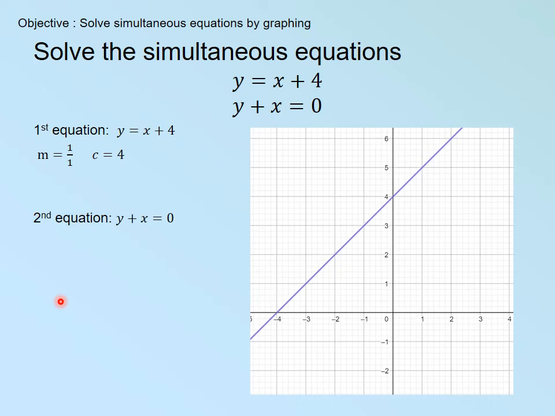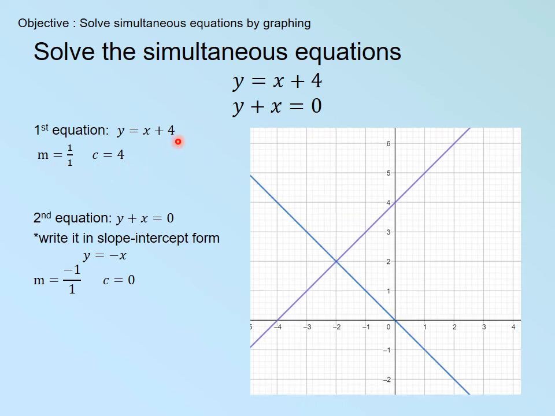Now the second equation, y plus x equals 0. This equation is not given in slope-intercept form. I have to write it in slope-intercept form. So y equals, get the x to the other side, it will be negative x. Now I can pick out the slope and the y-intercept. Before the x there is a negative, this means it's negative 1, so negative 1 over 1 is my slope. I cannot see any constant number, this means the y-intercept is 0. Again, go to your graph, plot the first point at 0, then rise is negative 1, so go down one step, run is 1, and draw the line.